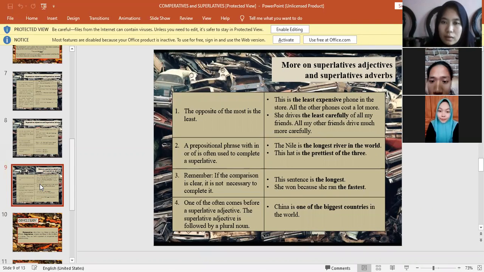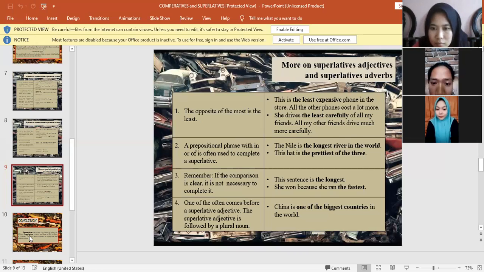The second, a prepositional phrase with in or of is often used to complete a superlative. For example, the Nile is the longest river in the world.